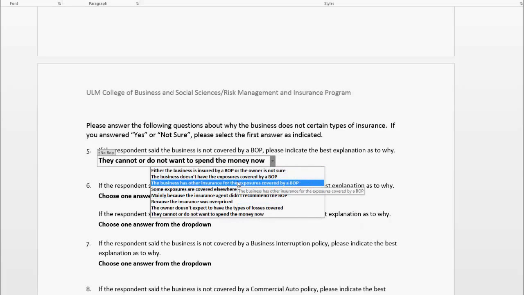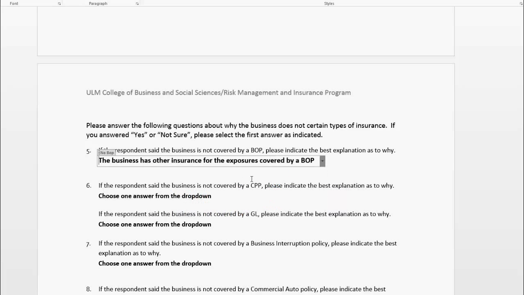Actually, I'm going to say that I have a GL. So I'm going to say that I have other insurance that covers the exposures that are covered by the BOP. If the respondent said the business is not covered by a commercial property policy, please indicate why.